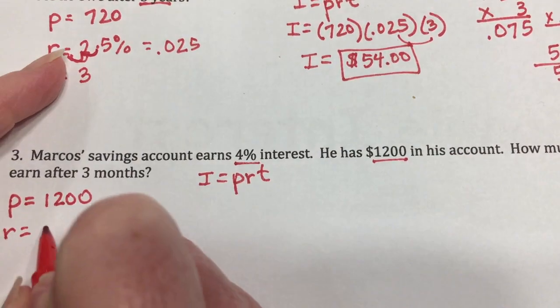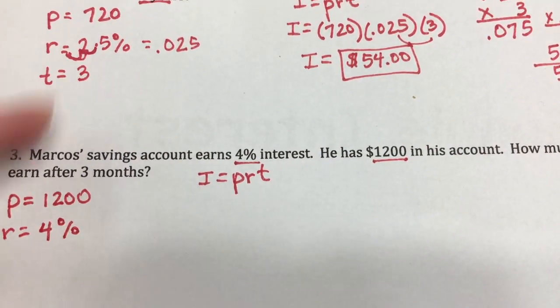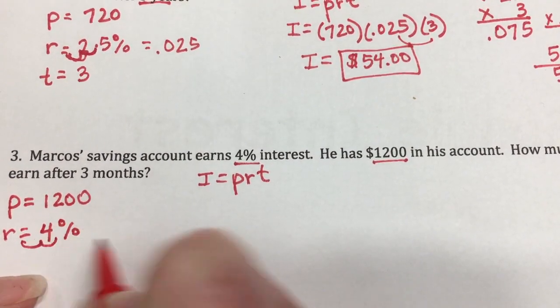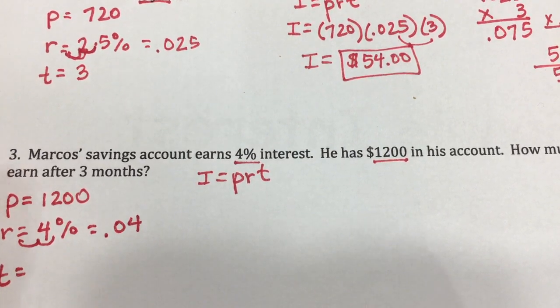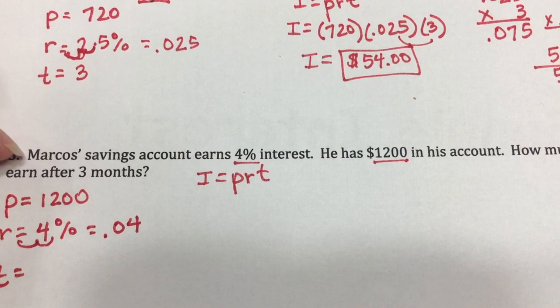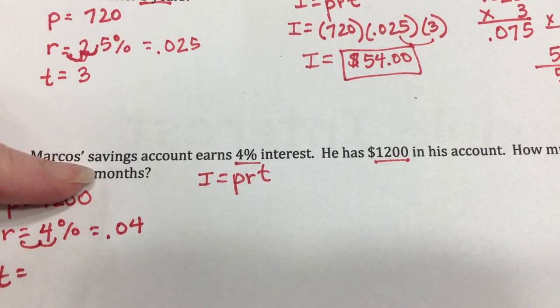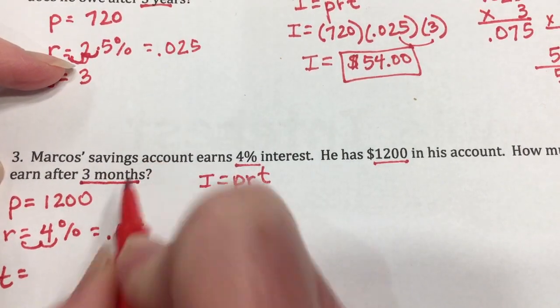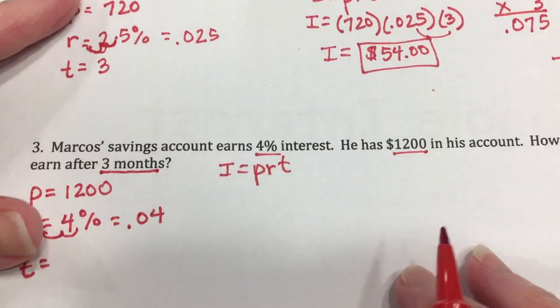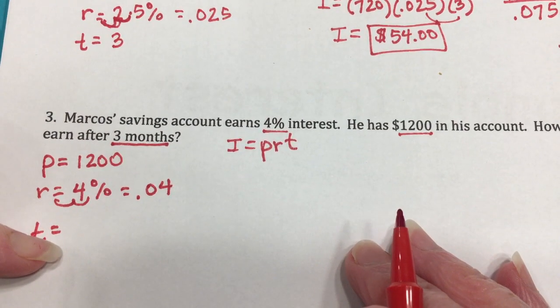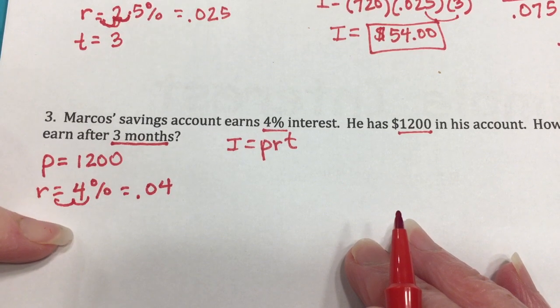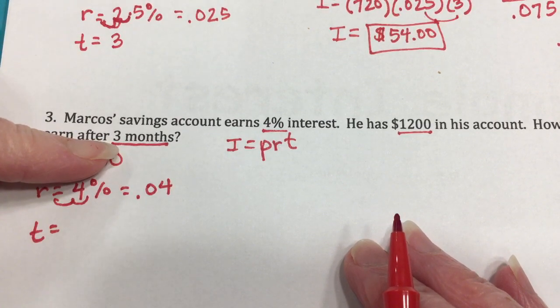Sorry, which is 4%. So change your percent to a decimal, move it over 2 places, so that becomes 0.04. And then time is how long it's in the bank in years. Okay, so in this case, it's not 3 years, it's 3 months. So that means we have to do something a little different. So I can't use the number 3 because that would mean 3 years. 3 months is less than a year.